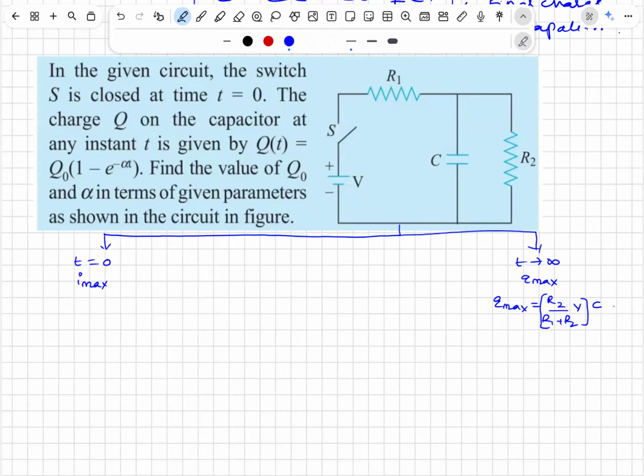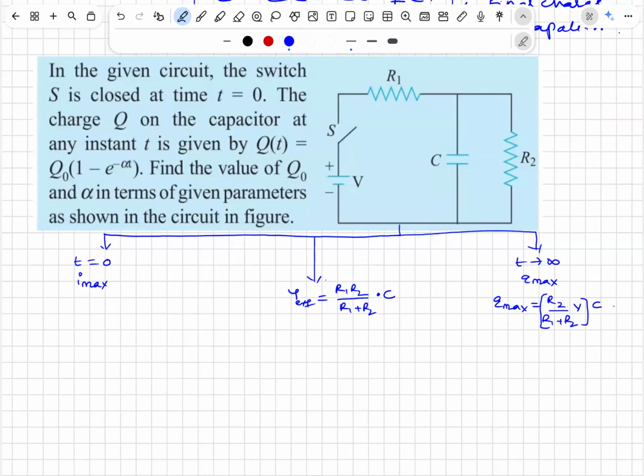Now, tau effective. Replace the battery with its internal resistance, fortunately ideal. So therefore, R1 R2 by R1 plus R2 times C. Any doubt in this part? Boys and girls, do you have any doubt till this point? Then everything you know. Even Imax also you know. Imax is nothing but V by R. Everything you know now.